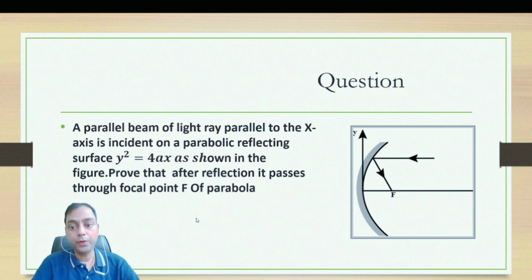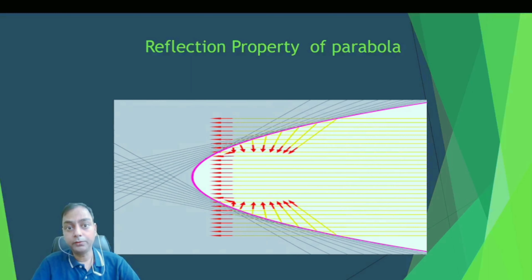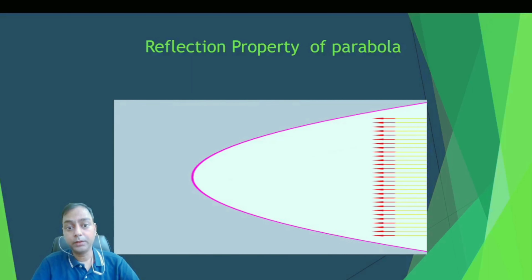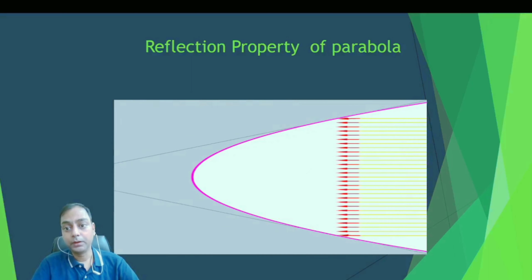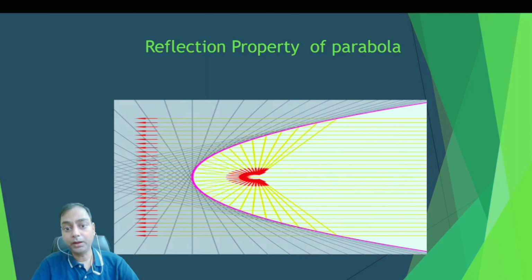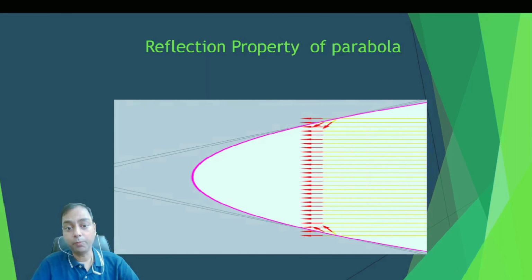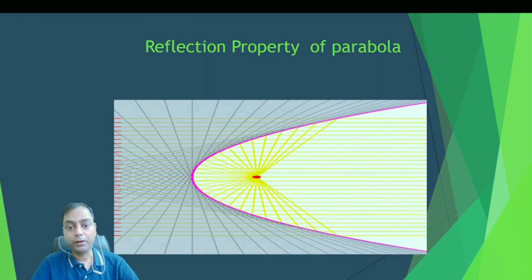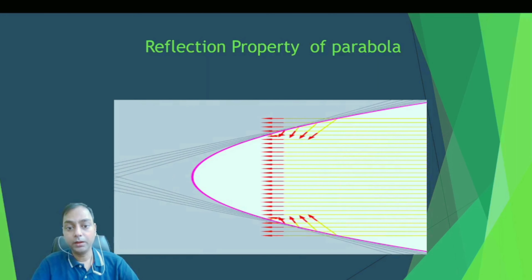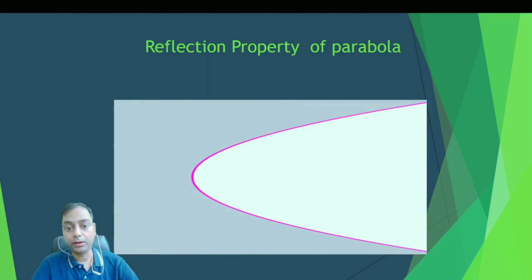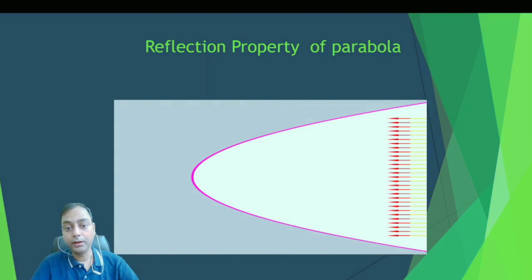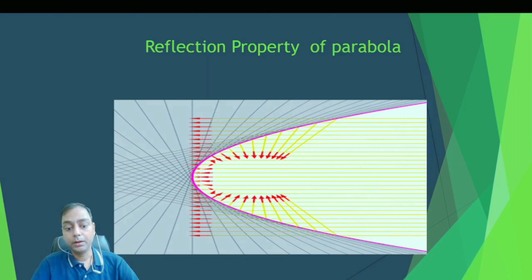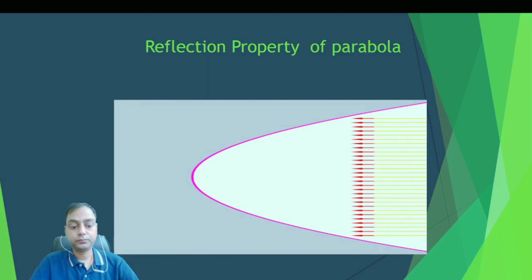Now this is a very interesting question. Let us understand this question from the reflection property of parabola. What we observe here in this diagram, parallel beam of light after getting reflected converges at one point. That point is represented by red dot. What we need to prove? We need to prove that red dot is nothing but focus of parabola.